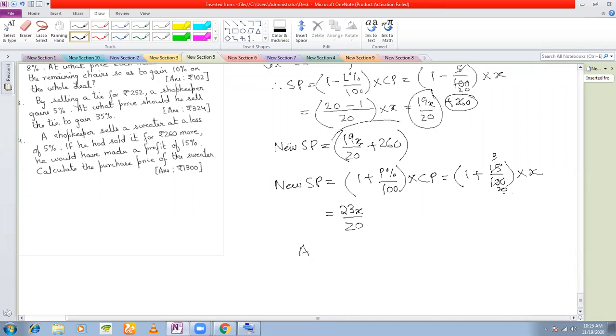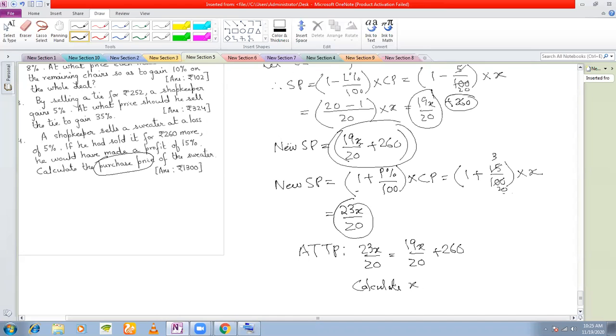So these two quantities must be equal. This one must be equal to this one. So according to the problem, 23x by 20 must be equal to 19x by 20 plus 260. Solve this equation to calculate the purchase price of the sweater, that is, calculate x from here. Okay, so I stop here for today.